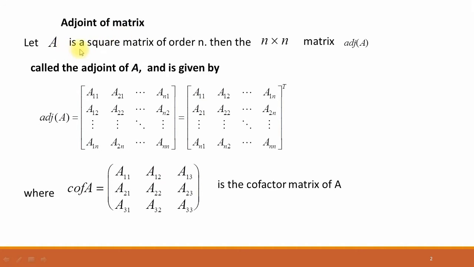Suppose we have a square matrix A of order n. Then the n by n matrix called the adjoint of matrix A is given by A11, A12 and so on up to A1n, then A21, A22 and so on up to A2n, up to An1, An2 up to Ann. So this matrix is the cofactor matrix of matrix A.